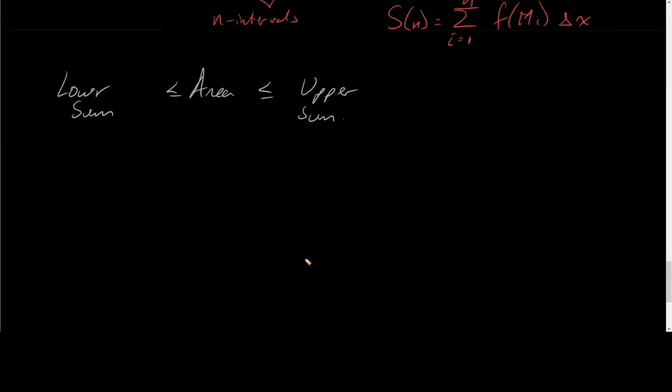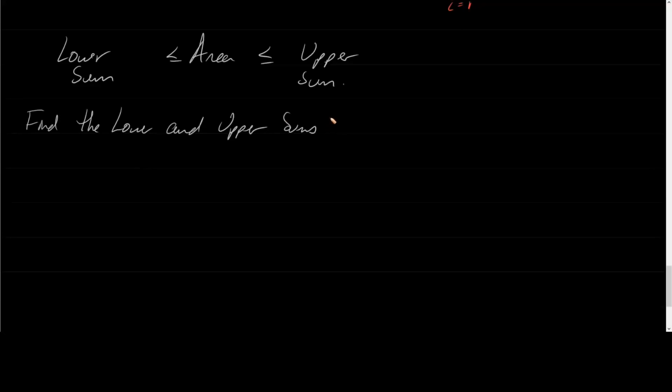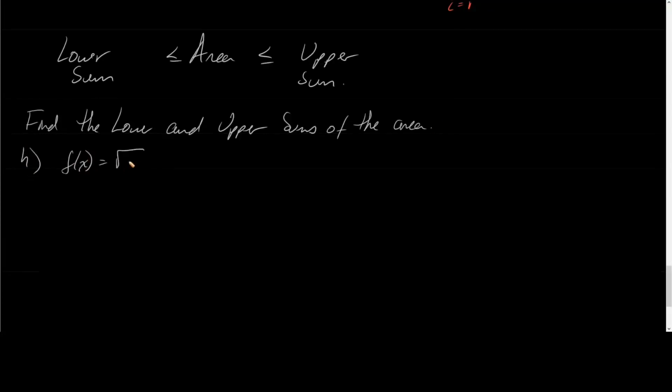The instructions here are: find the lower and upper sums of the area on the given interval. Let's say that I have f of x being the square root of x, and the interval we're going to be working with is from 0 to 1. Let's do 4 intervals, using n equals 4.